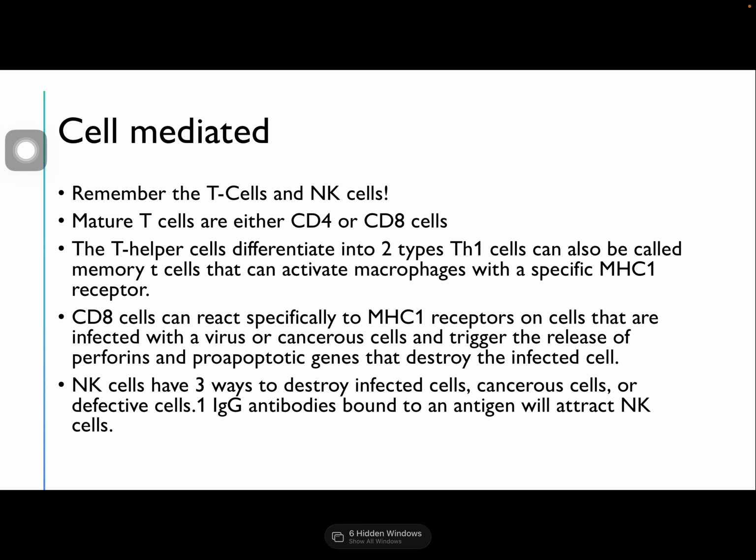And so they are very important in the process of killing that, and they promote apoptosis or self-destruction, and they perforate the cell membrane specifically. And the natural killer cells also play a role in cell-mediated immunity, fighting off cancerous cells and viruses as well.